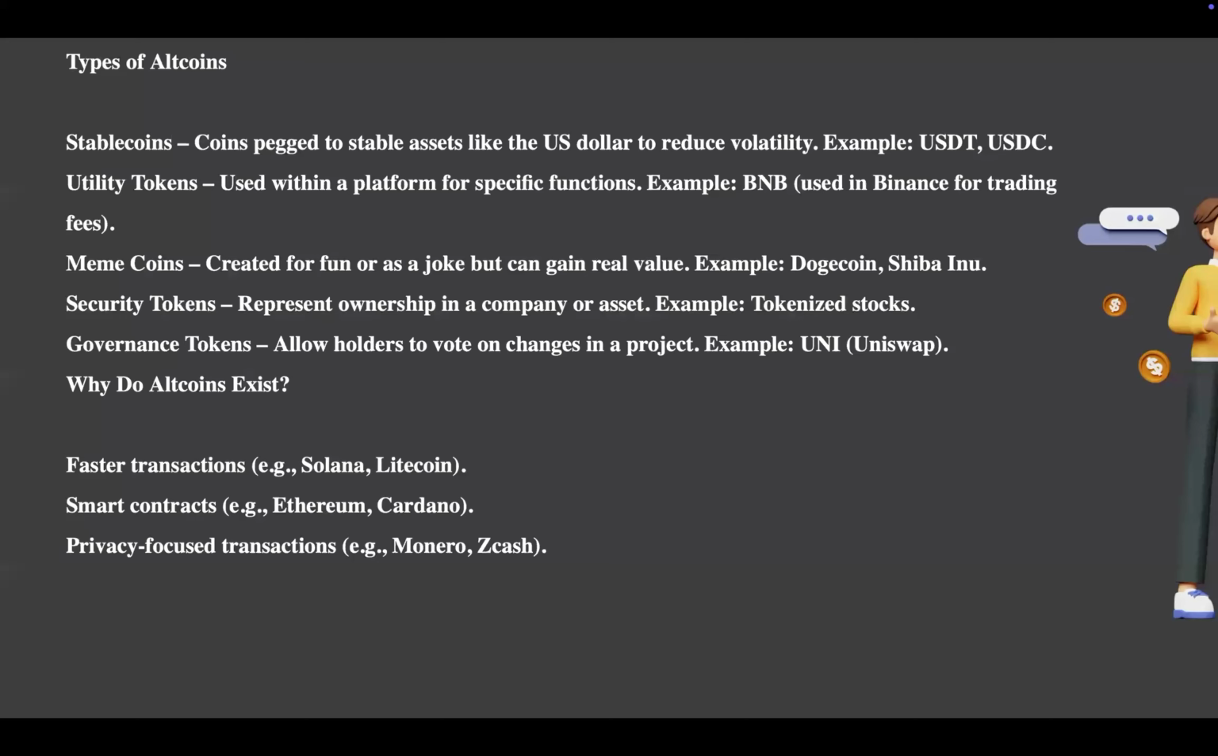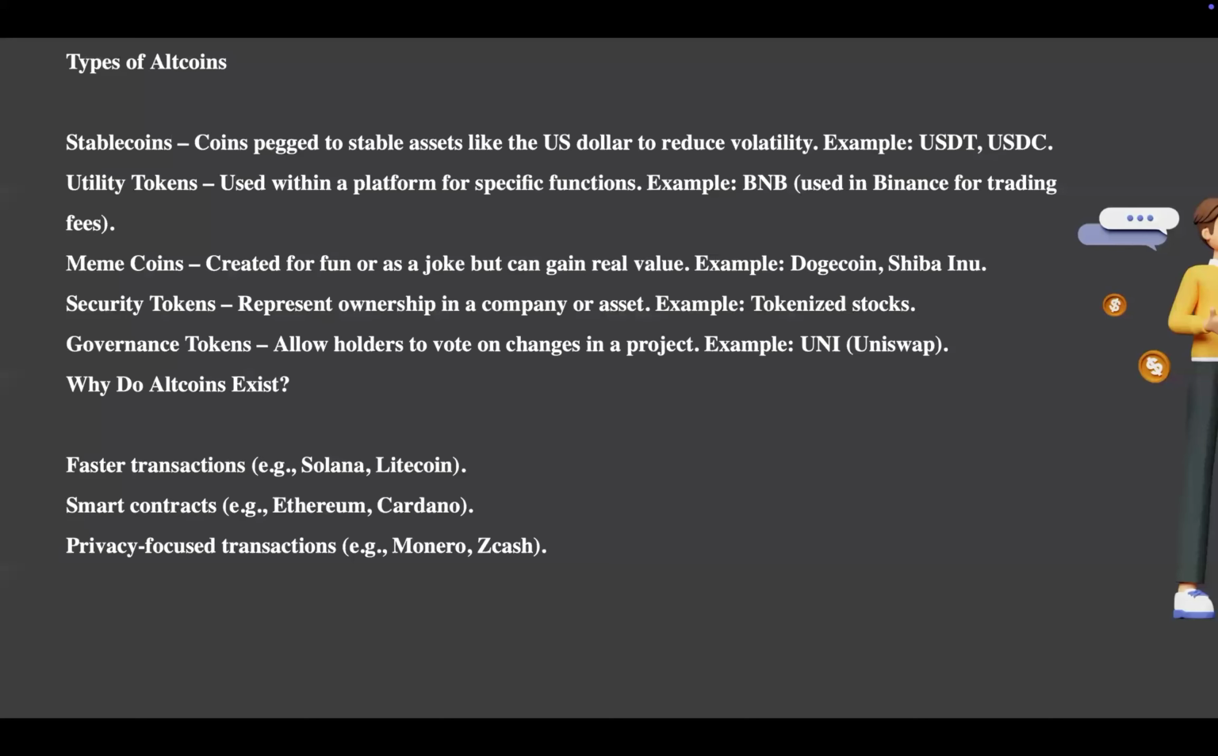So that's when USDT and USDC were formed, so that you can buy this stablecoin asset to hold, and then you can use it to buy any cryptocurrency of your choice or withdraw it to your local bank and do whatever you want with it. So typically, stablecoins are coins pegged to stable assets like the US dollar to reduce volatility.